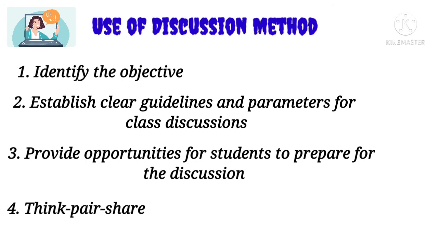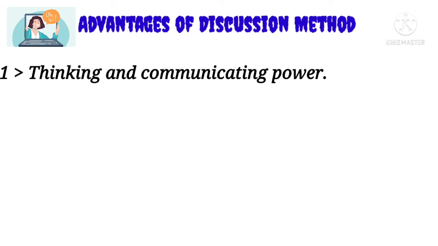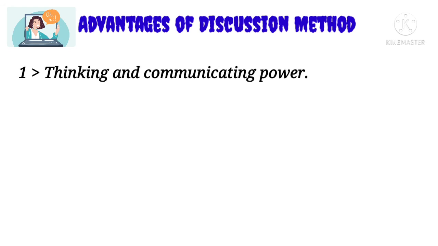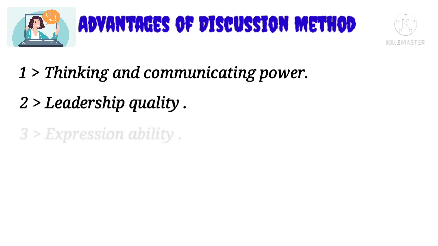Students are much more likely to participate if they are familiar with the topic of your discussion. Think, pair, share: share their ideas with the group or the partner with whom they are paired. Think about the question and then discuss, and then they are going to share that. Talking about advantages of the discussion method. First, thinking and communicating power. Overall, students are able to discuss while they have that level of thinking and communicating power.